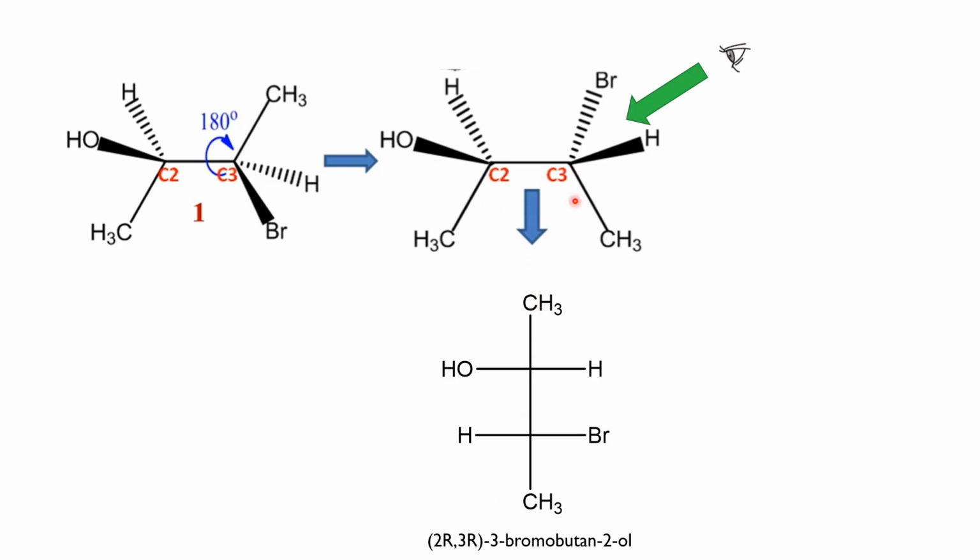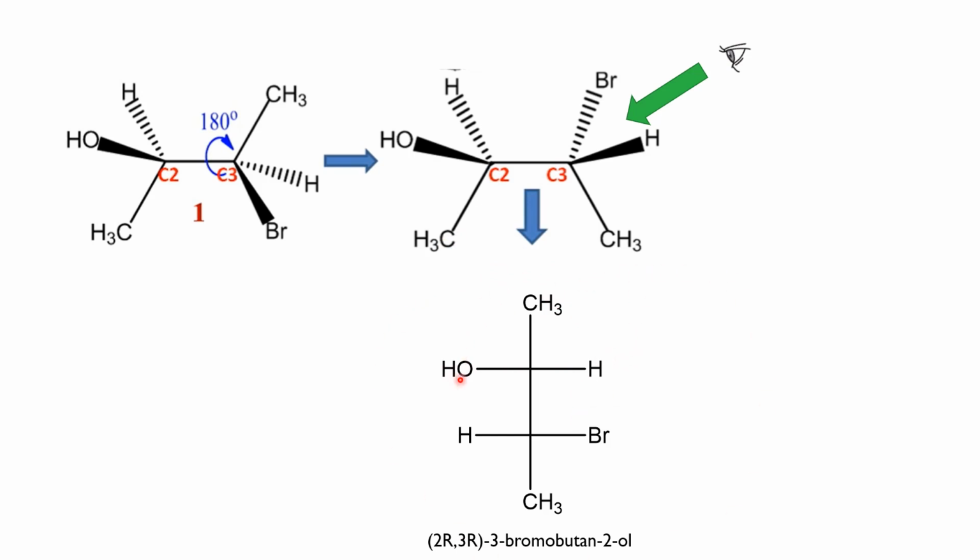Now the two methyl groups are on the vertical line. This is the nearer carbon, and that is having the hydrogen at the left and bromine at the right. So we are keeping them at the left and right in the horizontal line here. These two groups, OH at the left, hydrogen at the right, they are also placed without changing anything in their orientation. OH at the left, hydrogen at the right, and this methyl group is kept at the top. This is the Fisher projection.